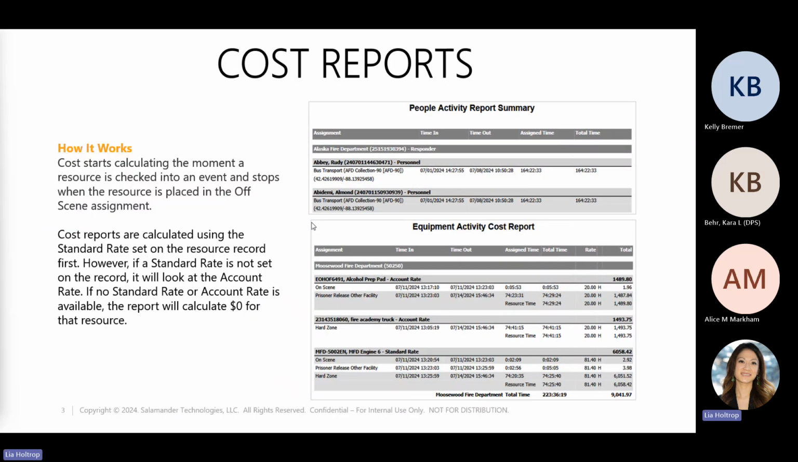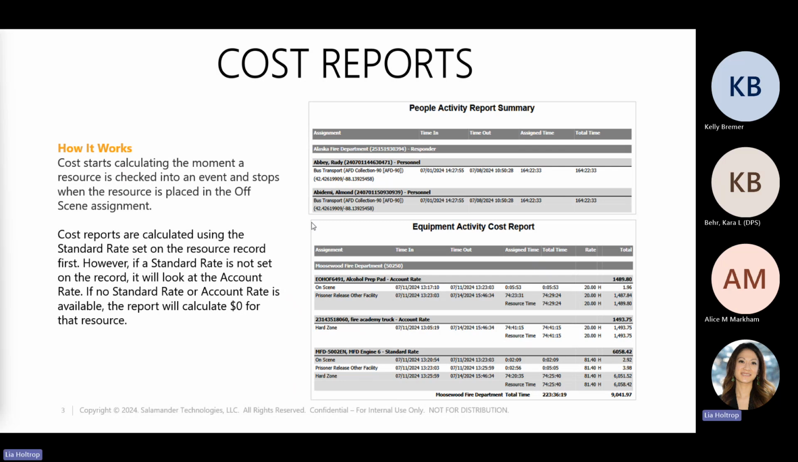So how and where do the cost reports get their data? Cost starts calculating the moment a resource is checked into an event and stops when the resource is placed in the off-scene assignment. When I say resource, I'm talking about people, equipment, it can be inventory, collections, okay? Now, cost is calculated using the standard rate that is set on the resource record first. Okay, so that's what it's looking at first.